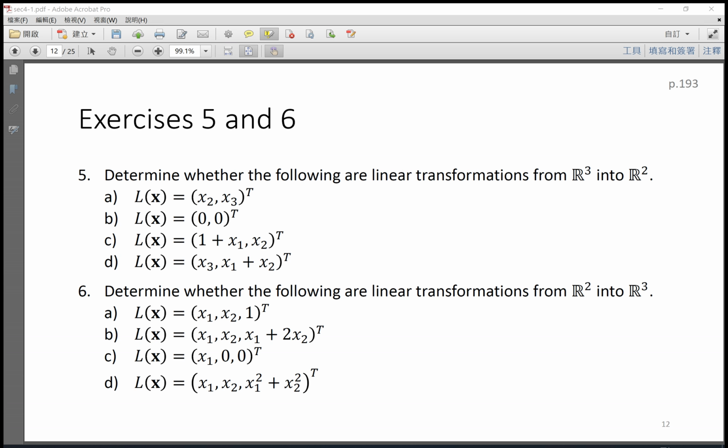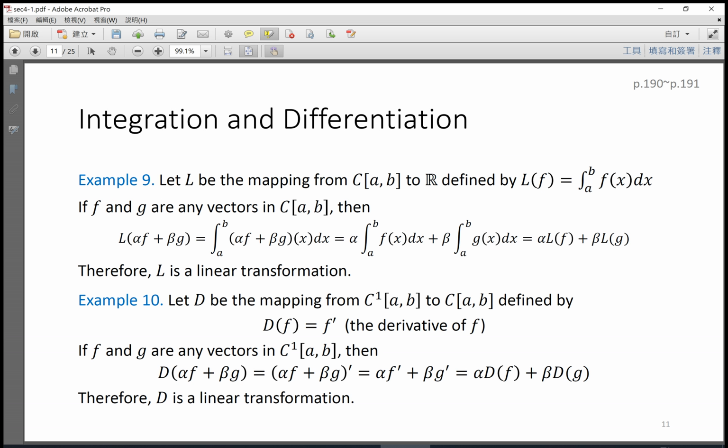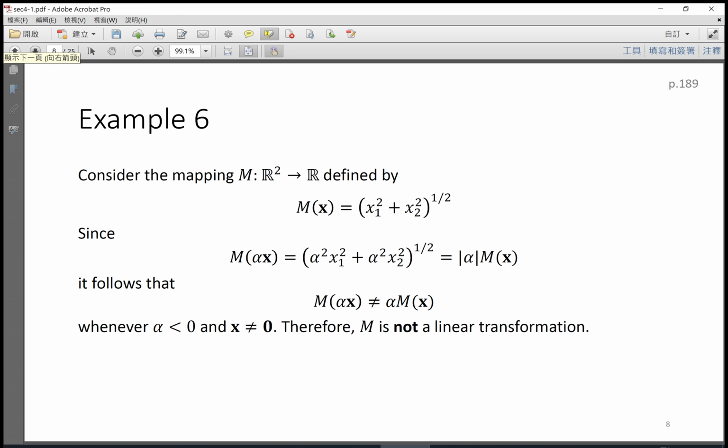If the exercise wants you to give a formal proof for a linear transformation, then you should prove that the mapping indeed satisfies both the homogeneity and the additivity properties, as has been done in example 9 or example 10. If the exercise wants you to prove that a mapping is not a linear transformation, then you should find some scalar alpha and some vector x such that the homogeneity property or the additivity property is not satisfied.